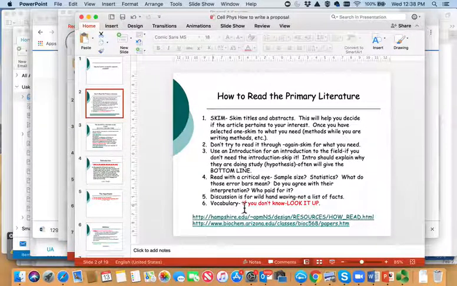You're going to run into vocabulary issues. If you don't know what a word means, just look it up. You're going to get stuck, and then you'll get better at it as you pursue. And then you can always ask us, me, or your TAs if you're stuck on part of the primary literature.